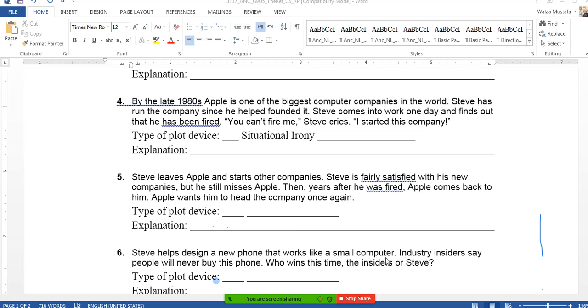So what do you call this device? I think irony. Yes, excellent. Situational irony. Okay, great. Because we met unexpected things in this passage, which is that he was fired from his own company, we didn't expect that. Type number 5.